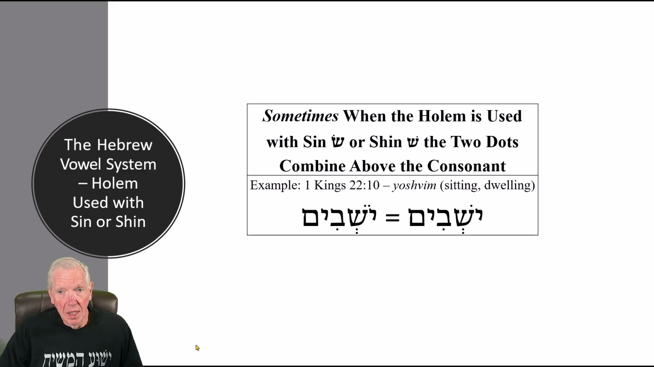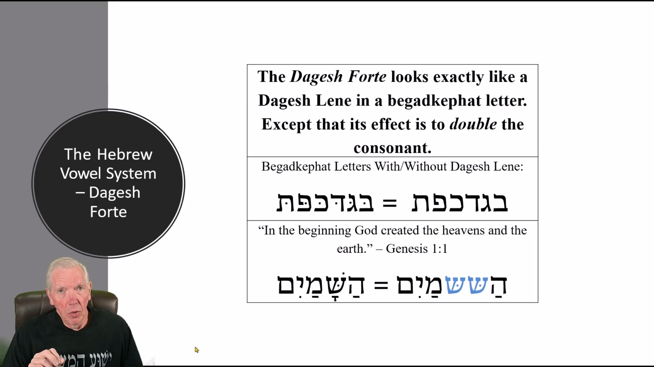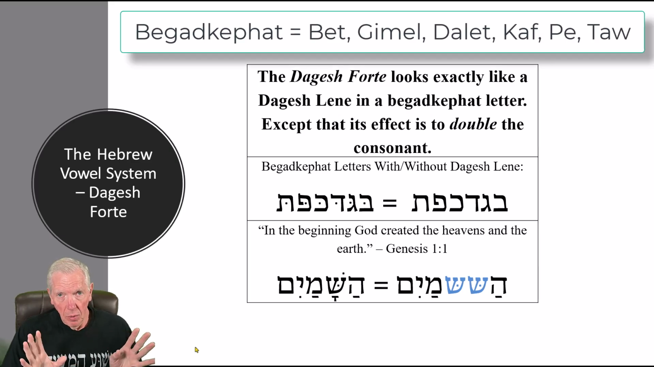Speaking of two dots combining, we can have what is called a Dagesh Forte, and this is really an exotic thing. So it looks exactly like a Dagesh Lene in what is called a Bagad Kafat letter. Now, let me explain that. So Bagad Kafat is just a shortened way of memorizing the letters that can have a Dagesh Lene inside them.